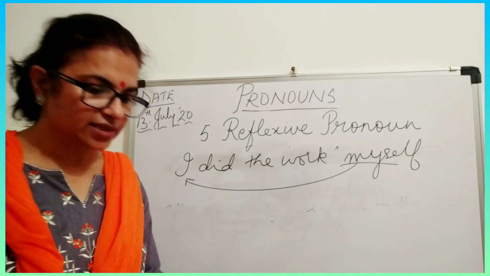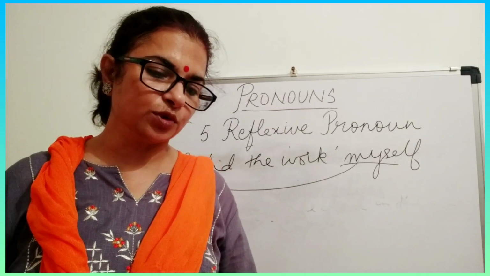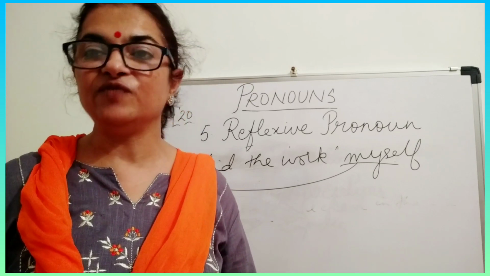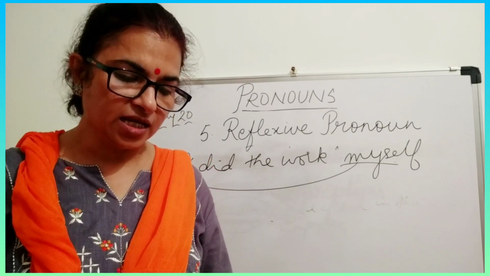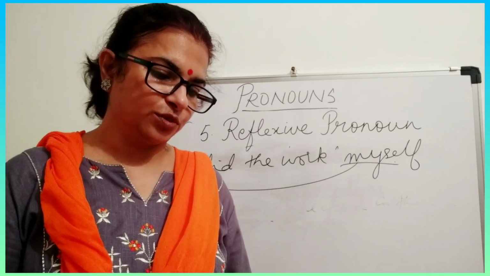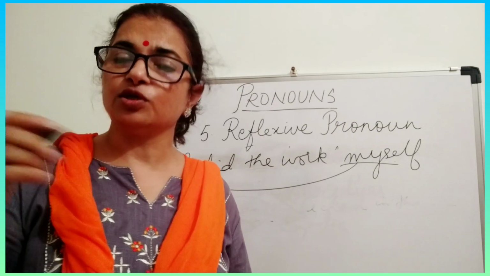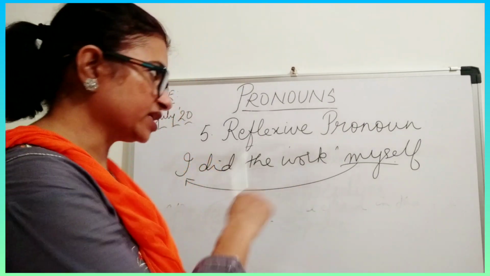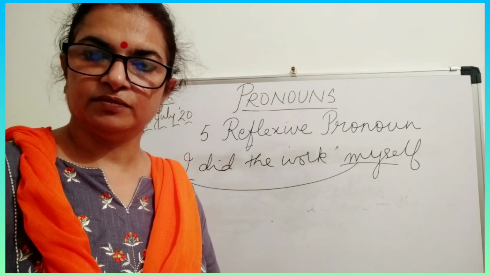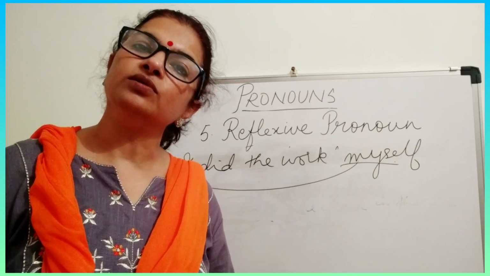Now after that, one exercise is given to you: put a circle around the pronouns in each sentence and say whether they are reflexive or emphatic. So you have to do this exercise. First you just read the sentence and then put a circle around the pronouns. Wherever you find a pronoun, you can put a circle, and on top you can write whether it is a reflexive pronoun or an emphatic pronoun. After that, when you solve it yourself, I'll give you the answers of the exercise also.